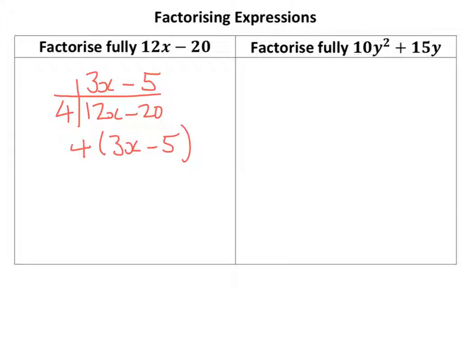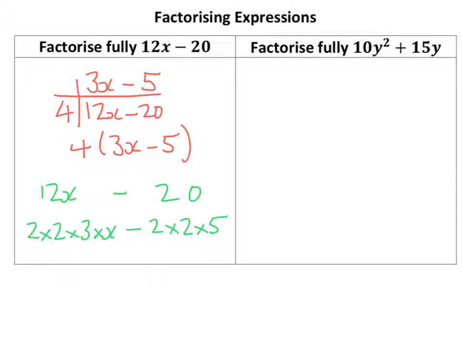The other way of doing it, and I'll do it in green here, would be to break it down into factors. So we've got 12x minus 20. I've spaced it out a bit because I'm going to break it down into 2 times 2 times 3 times x minus 2 times 2 times 5.